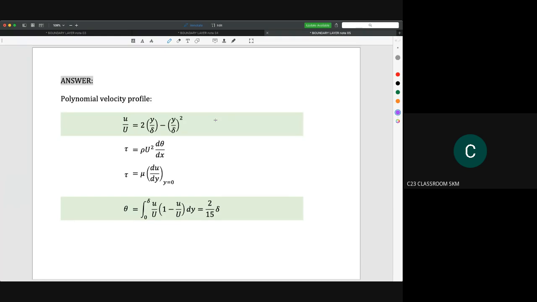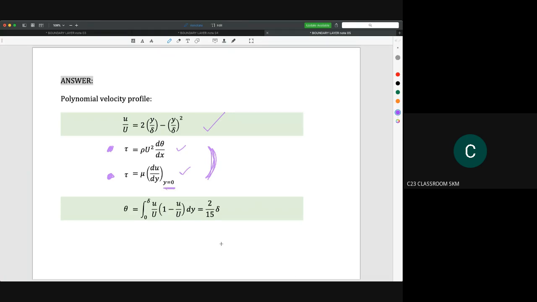So let's say you managed to get your second order polynomial and the answer is like this: u over U equals 2y over delta minus y over delta square. Then you list down these two main equations. The shear stress is rho U square d theta dx, which is the Von-Karman equation, and tau equals mu du dy at y equal to 0, which is Newton's law of viscosity. Please remember the condition y equal to 0.